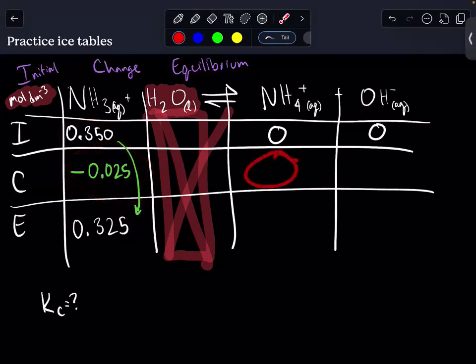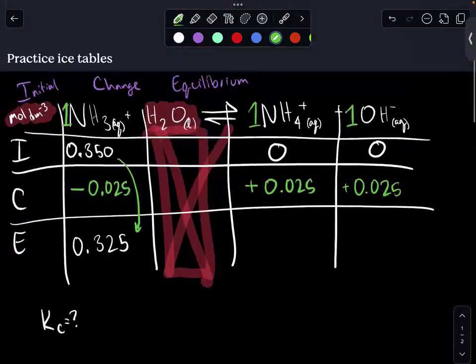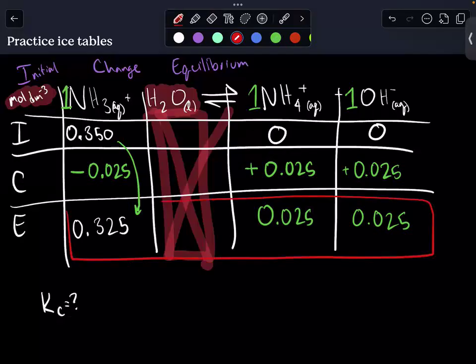Now, how do we figure out what the changes are here? Well, it turns out 1 mole of ammonia makes 1 mole of ammonium and makes 1 mole of hydroxide. This is just balancing equations. We know it's a 1 to 1 to 1 ratio. And because of that, if we lose 0.025, we gain 0.025 for each of these. Now, we finally can get to our equilibrium values. 0 plus 0.025 is 0.025 and 0.025. So we now have our equilibrium values for each.